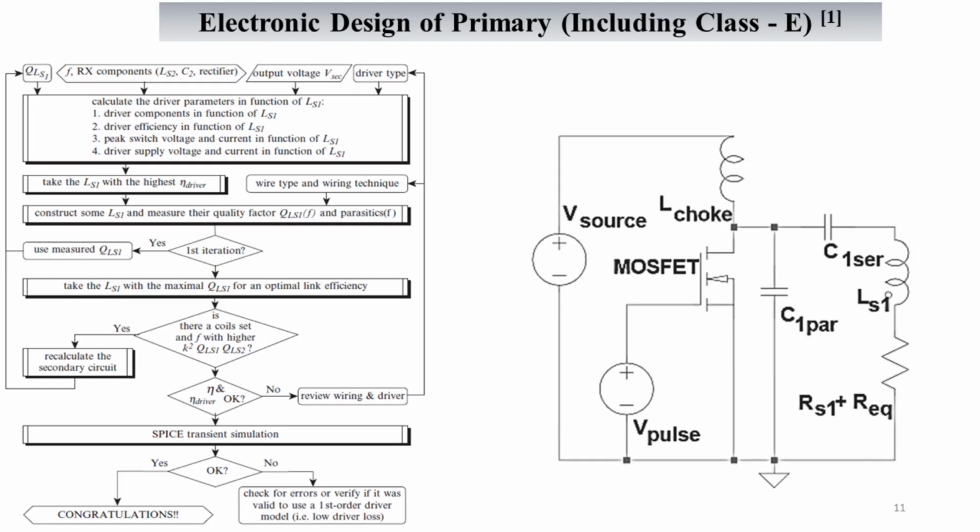With the secondary designed, we now design the primary. We calculate the required primary inductance, LS1, and the Class E driver components, C1 SIR and C1 PAR, based on the reflected load from the secondary. A key step is evaluating the driver efficiency and switch stresses for different primary coil options. We then select the coil with the highest quality factor. The design is finalized and verified with a SPICE transient simulation, ensuring the driver operates correctly with ZVS.